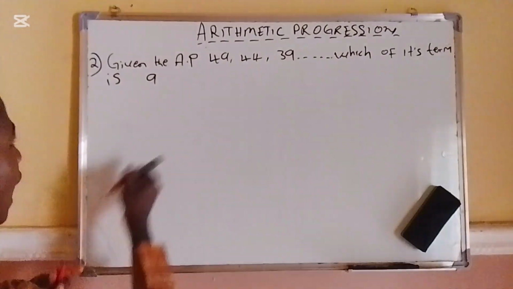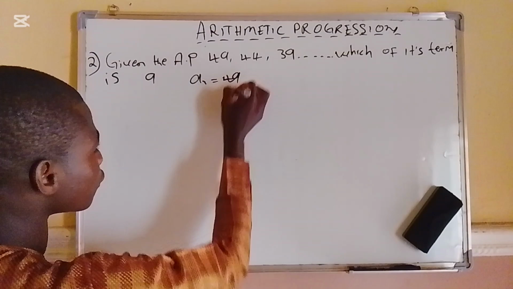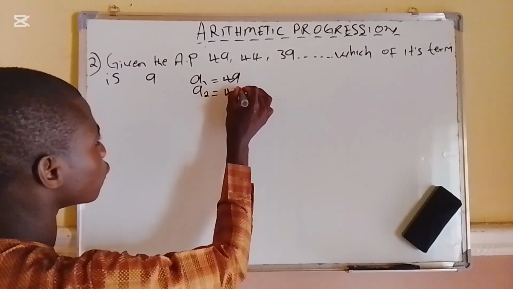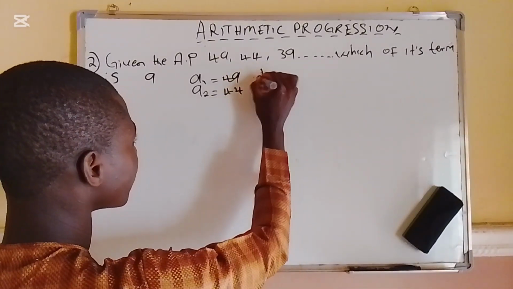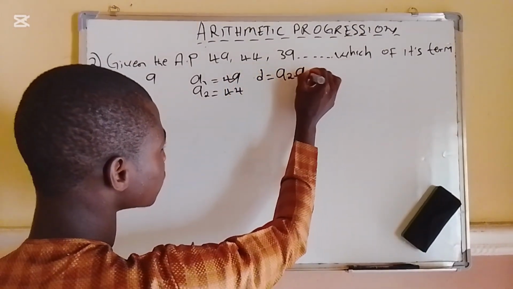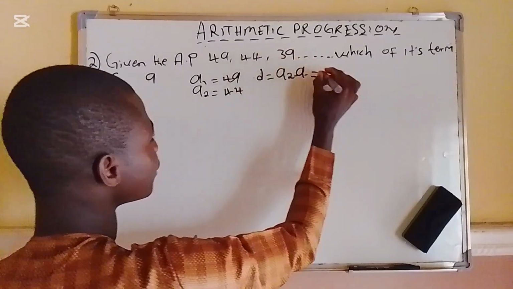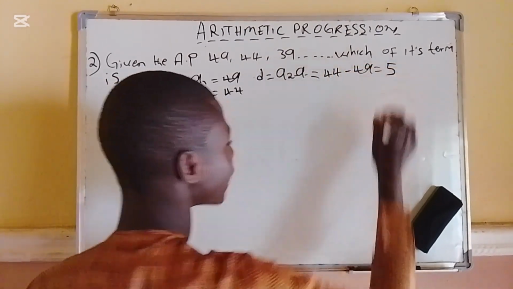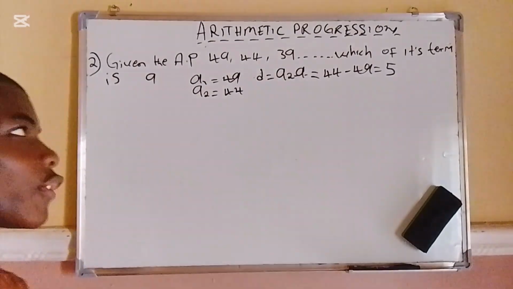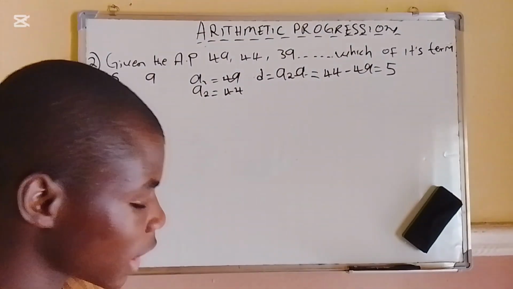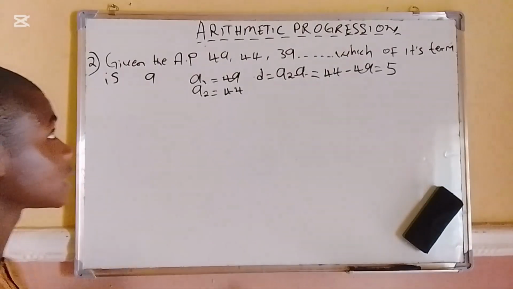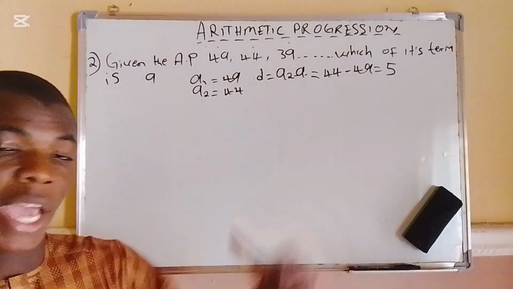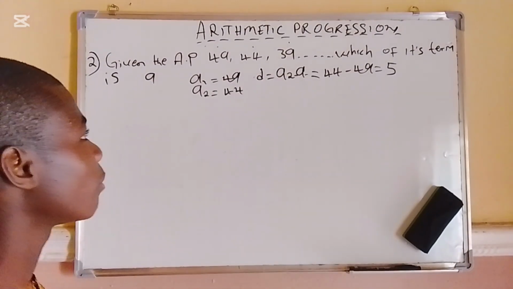So the first term, a1, let's say is equal to 49. The second term, a2, is equal to 44. The common difference is equal to a2 minus a1, which is 44 minus 49, and therefore it is equal to minus 5. I hope you all know how to find the common difference. It is a2 minus a1. What is a2? a2 is the second term. This is the first, second, and third term. So the second term minus the first term is how to find the common difference.